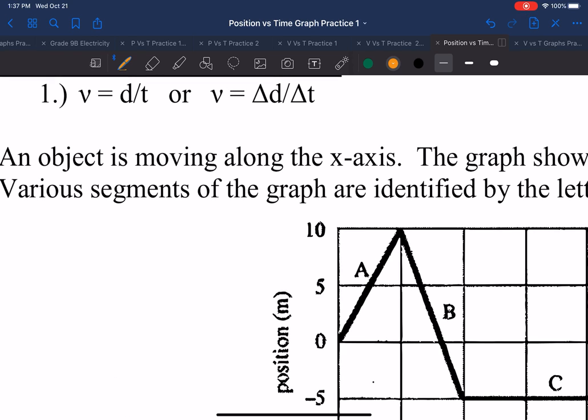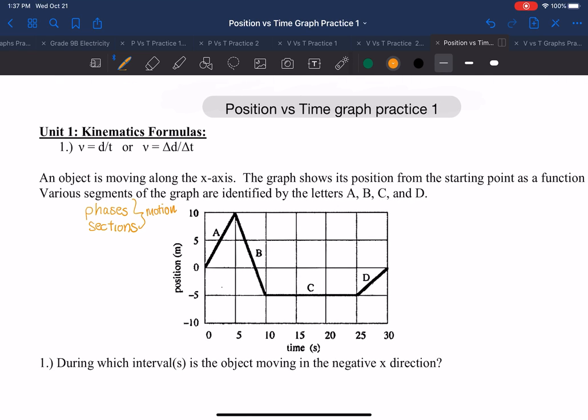So again, we're going to be talking about segments, and in some questions you're going to be seeing phases or sections. These are all the same. They're just asking you what are the different movements found on the graph. So that all has to do with motion, and the different parts of this graph equal different motions, okay? And you have to identify each type of motion in your graph. So A, B, C, and D are all different types of motion, and we're going to be explaining those, okay? So let's go over it.